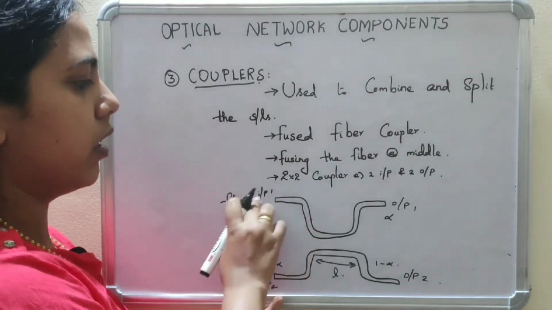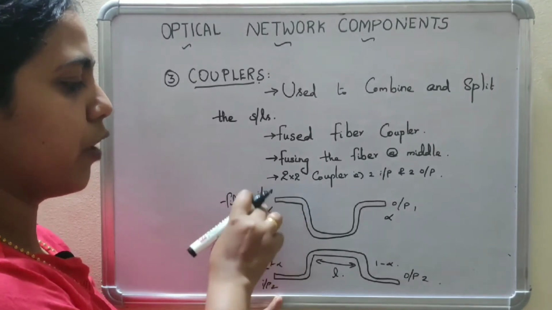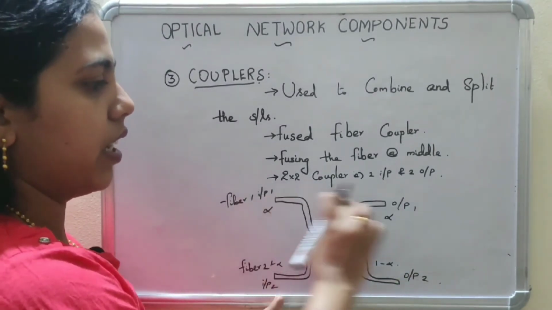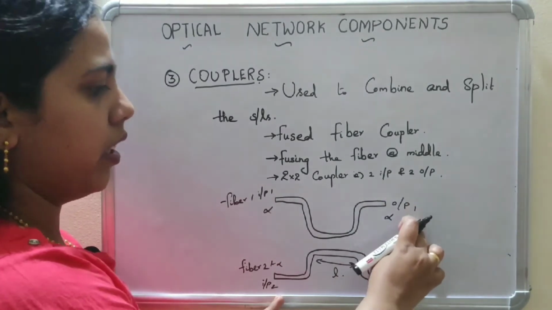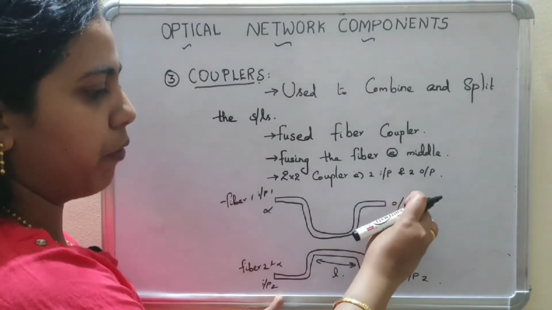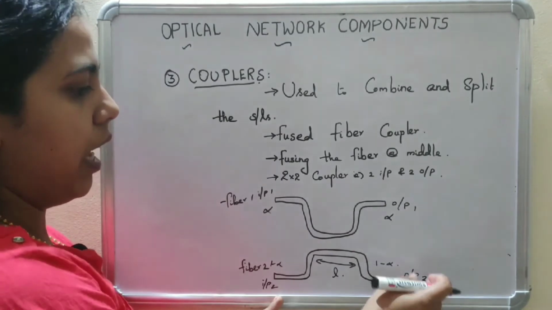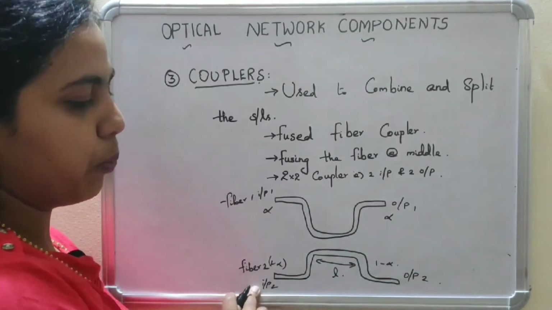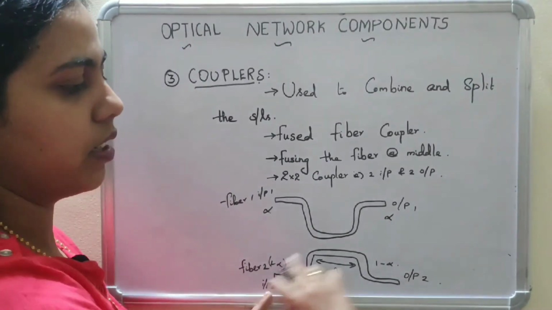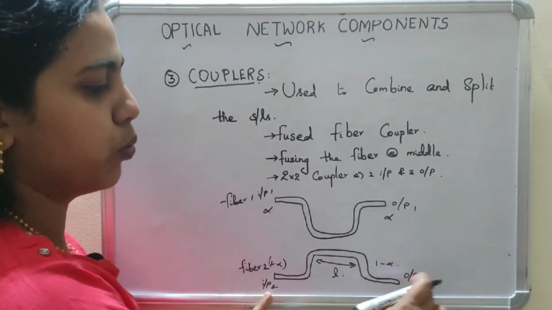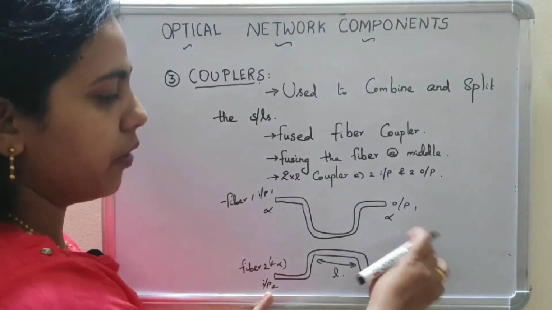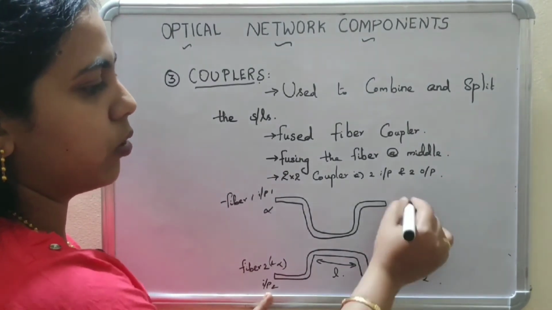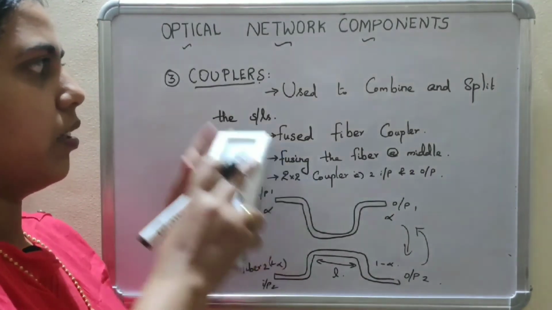Here input 1 takes the fraction of power alpha and gives the same power to the output 1, and the remaining power is given to this output 2. Likewise, the fraction of 1 minus alpha at the input 2 is given as the power at the output 2, and the remaining fractions will be sent from here to here and here to here. Okay. This is the basics of couplers.